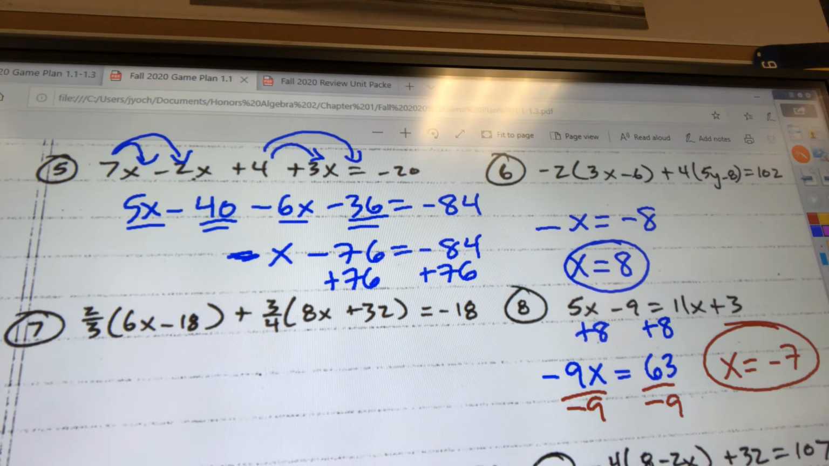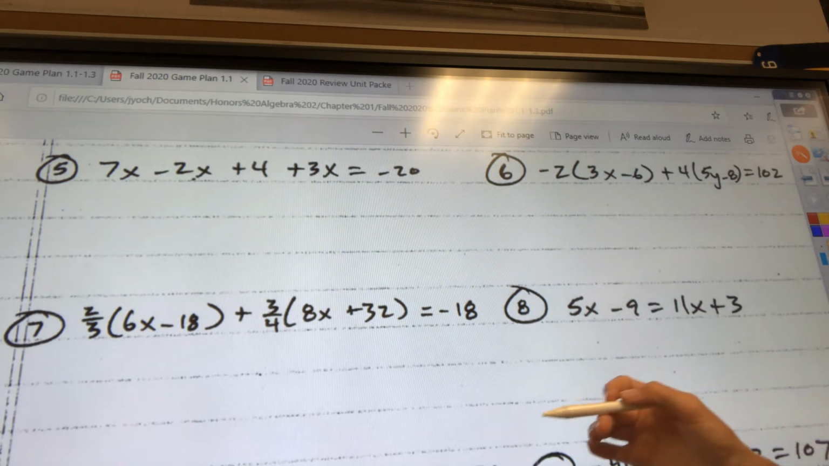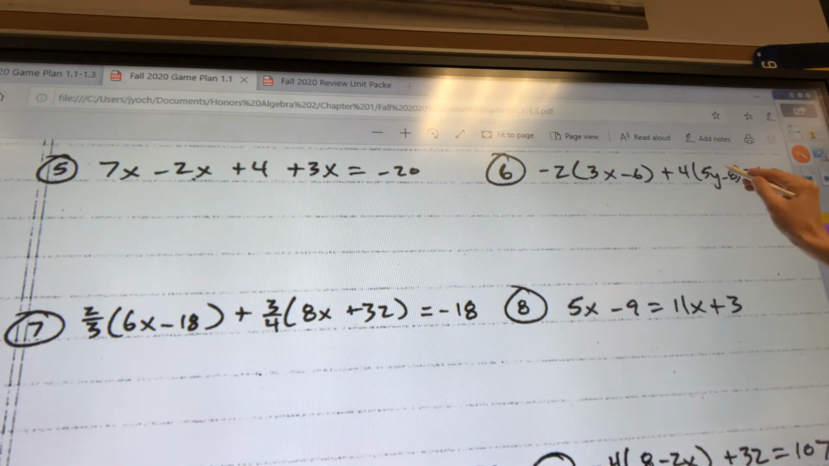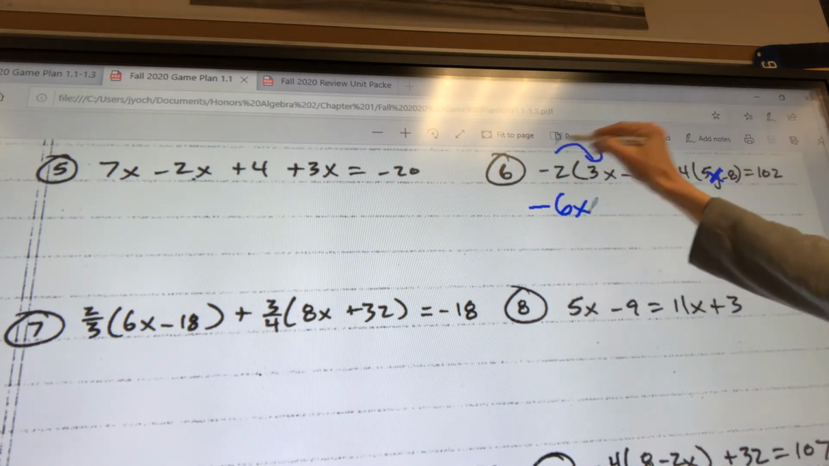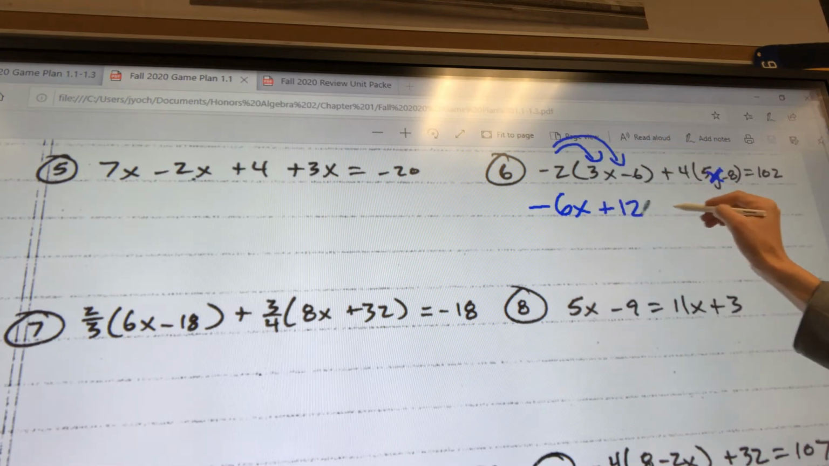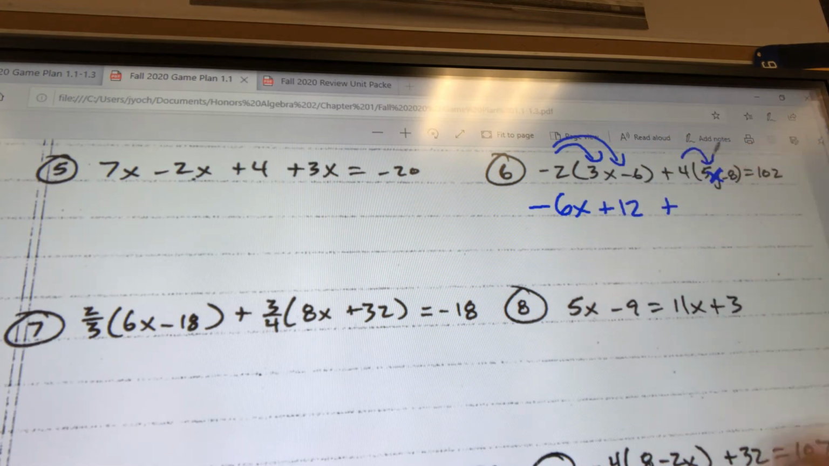Whoa. Well, first off, there's an issue here, and I corrected it on mine, but this should be x. Okay, that should be a 5x minus 8. So oopsies. Negative 6x, a negative times a negative is a positive, so it's a good thing I'm doing this one. 4 times 5x, not 5y, is 20x. Minus, because it's a positive times a negative, 32, is 102.